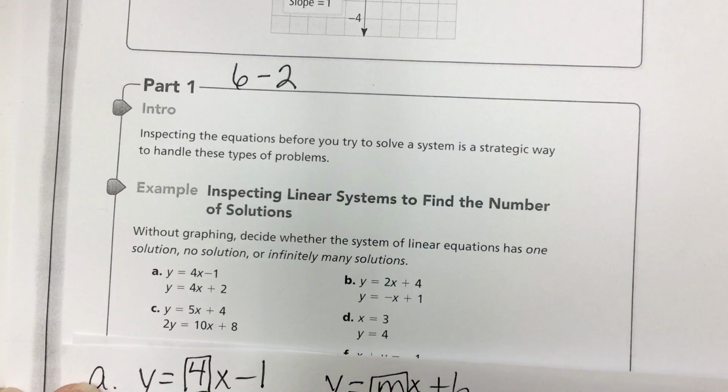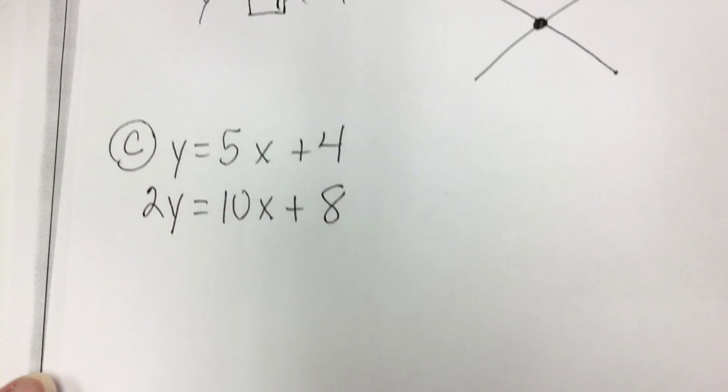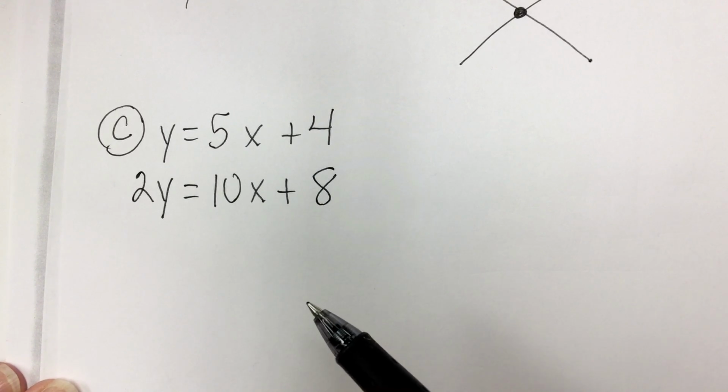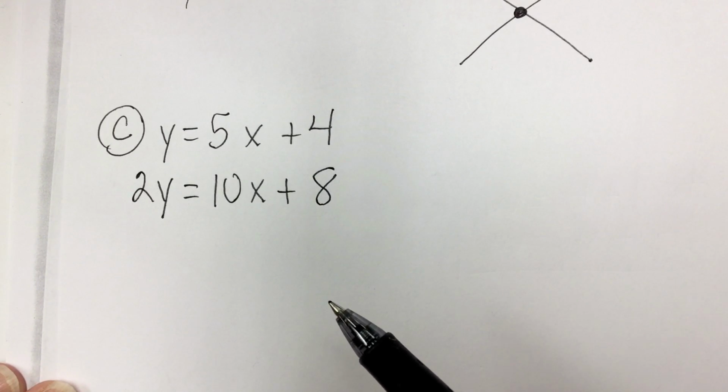All right, let's look at C part. C part, y equals 5x plus 4. And then I have 2y equals 10x plus 8. Looking at C, I have two linear equations. Both of these are lines.